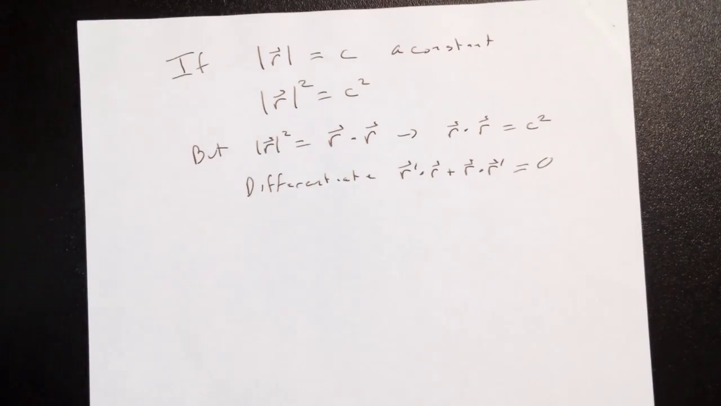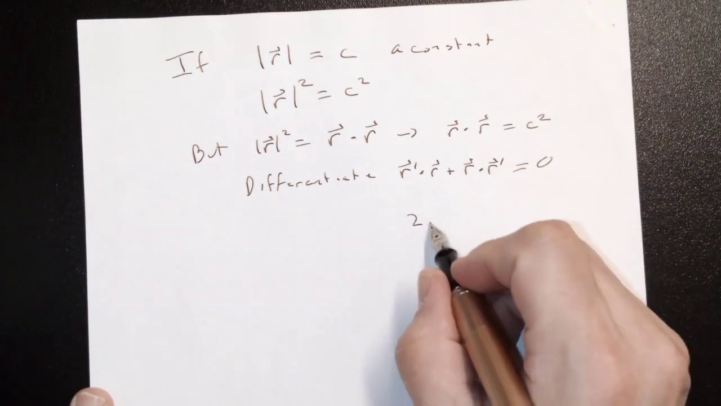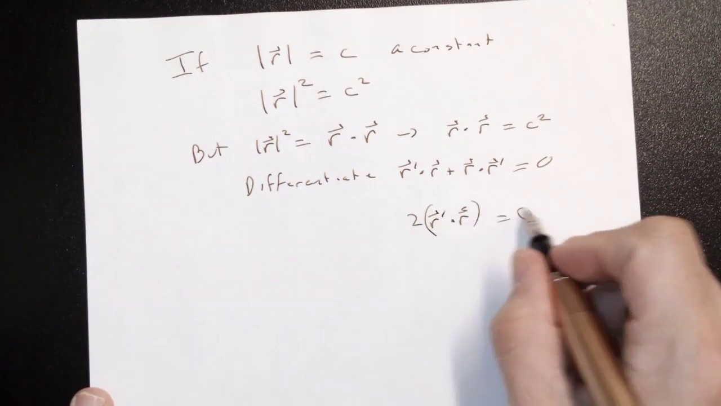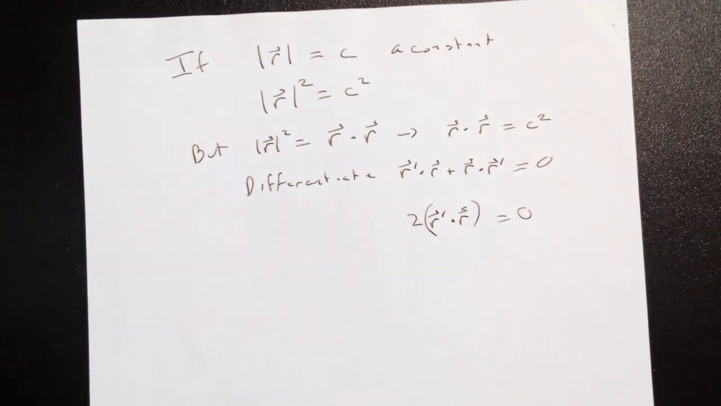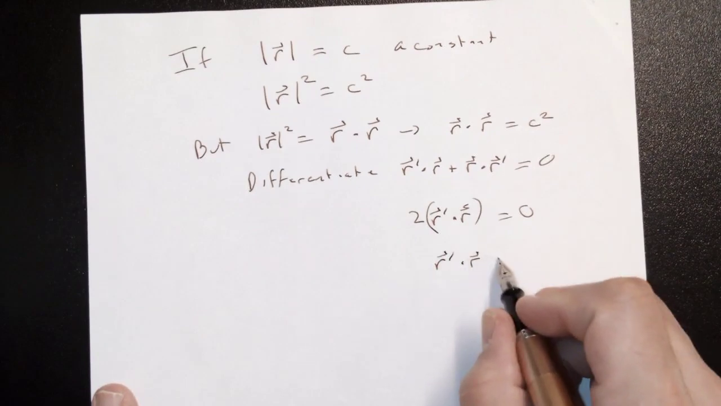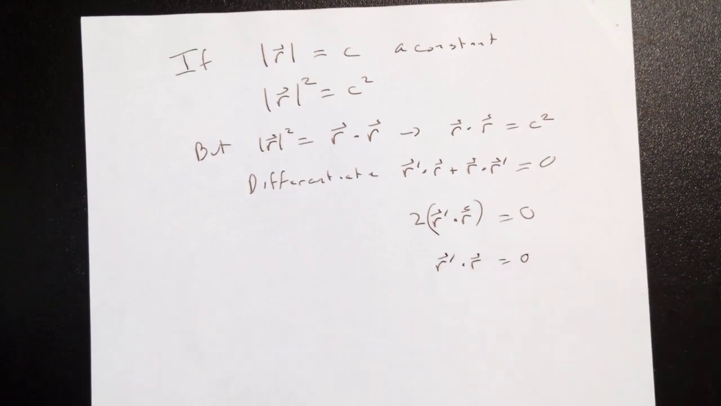So this left-hand side is 2 R prime dot R. Because one of them was written with the R prime on the left, the other one was written with the R prime on the right. I'm going to divide by 2, and I get R prime dot R equals 0.